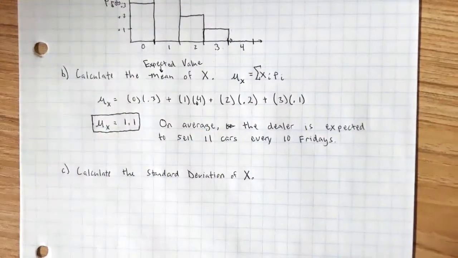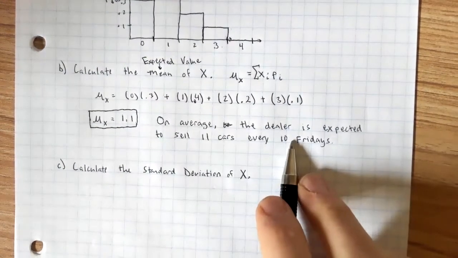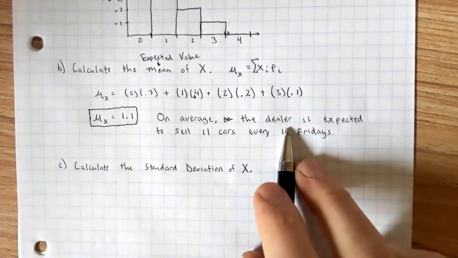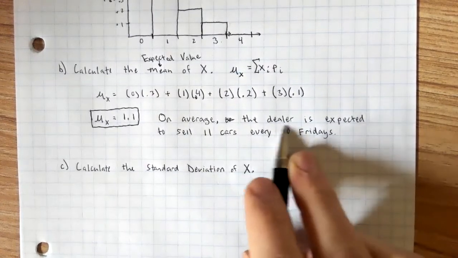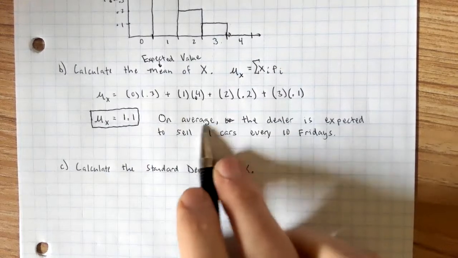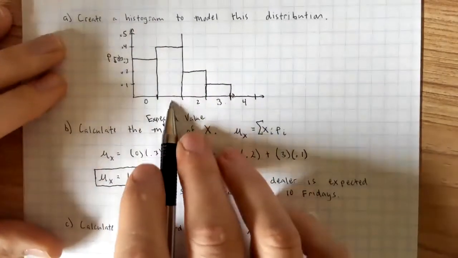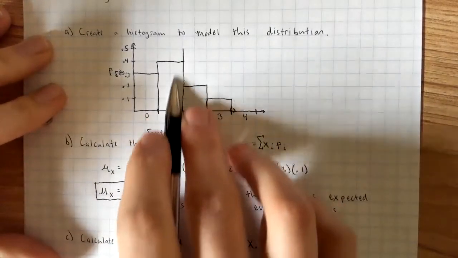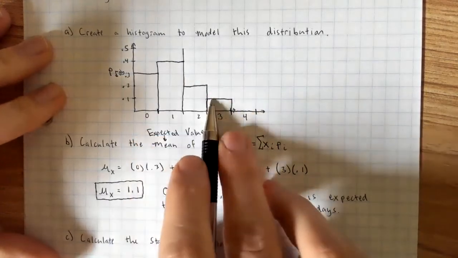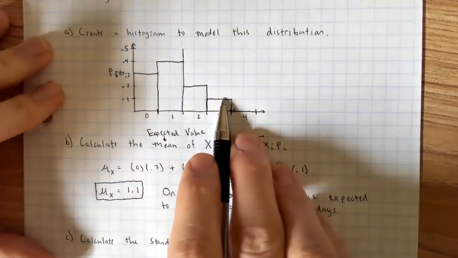So it just kind of accounts for the fact that we can't sell 1.1 cars, and this might make it a little bit more sense to you. If we looked at 10 Fridays, we would expect the dealership to sell 11 cars. That's it. And like I said, you can see that pretty clearly from this distribution. It looks like the center is right here at the 1. It's skewed to the right, so it's pulling the mean in that direction just a little bit.